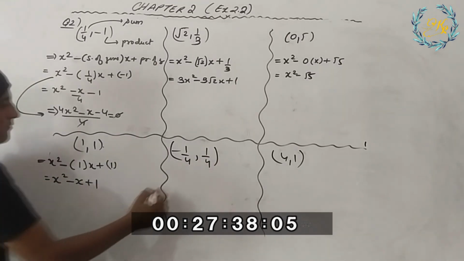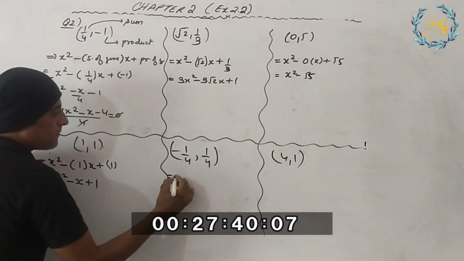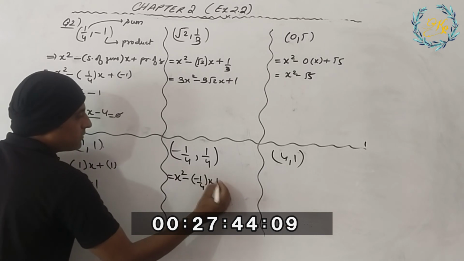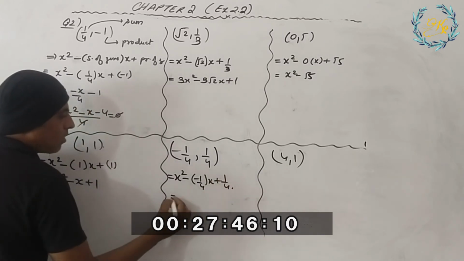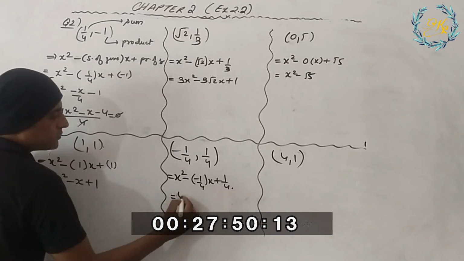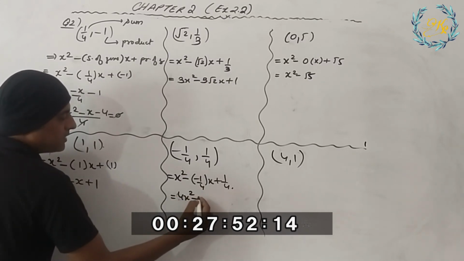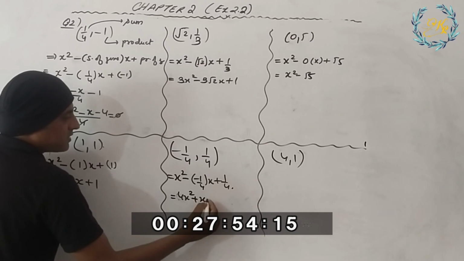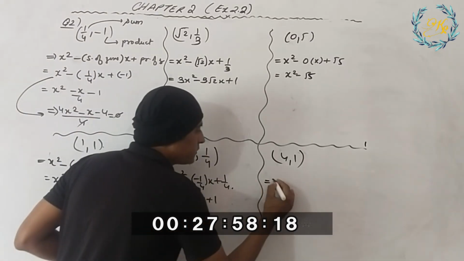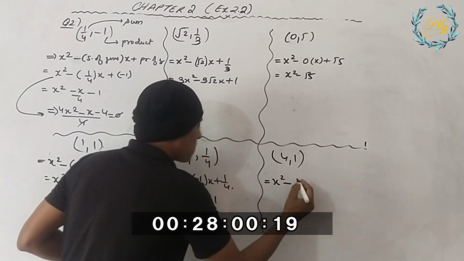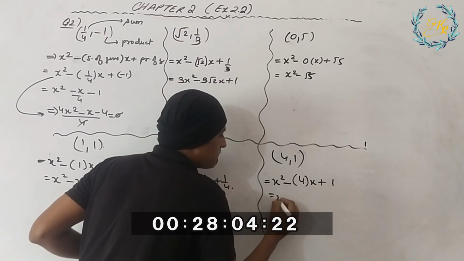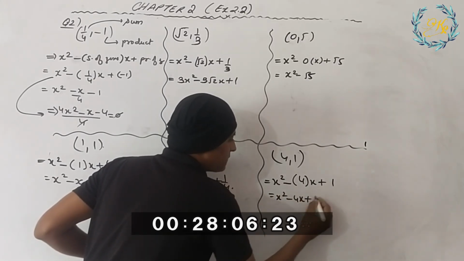Taking the next sum, using formula x square minus sum of zeros, minus 1 upon 4, into x plus product of zeros. We get, taking LCM here, LCM is 4, so you get 4x square plus x plus 1. Take the next sum, you get x square minus sum of zeros, 4, into x plus product of zeros. You get x square minus 4x plus 1.